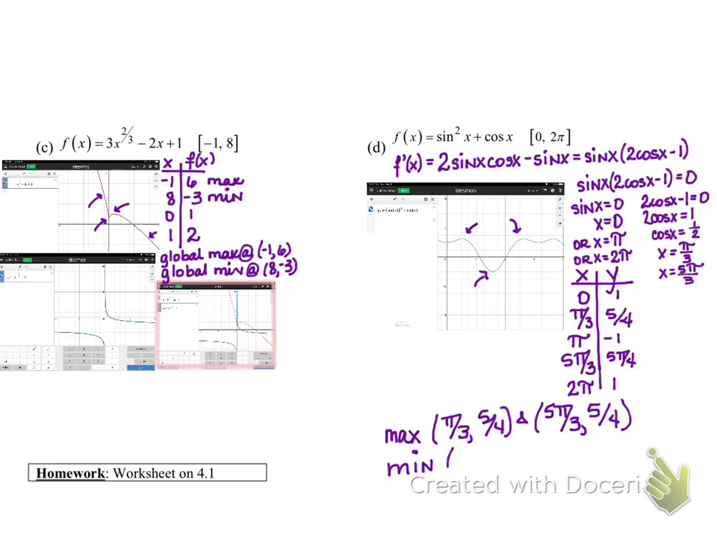Having trouble with my eye. Our minimum is at pi, -1. Now, you should note that you do have some other bumps going on there, some other interesting things going on with that graph, and that is important information going forward. It's not important information today, but I'm trying to get you ready for what's coming.